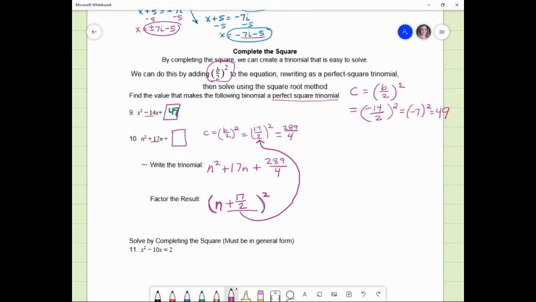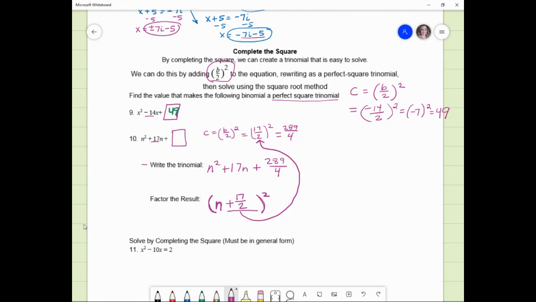So now I've factored it. I didn't have to go through the x method or anything like that. You could, and you would see that these are the factors you would get. But this is the whole reason that we go through to find this new c value, is to make it easy to factor. Okay.